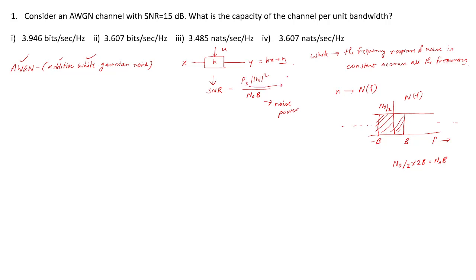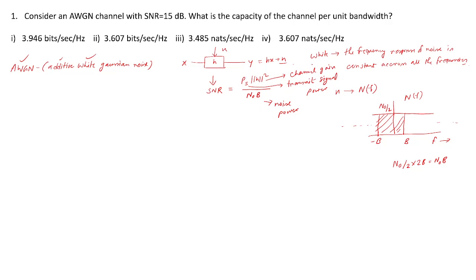PS is transmit signal power, and norm of H squared is nothing but, if we consider a scalar channel, just reduced to the absolute value. This is the channel gain.